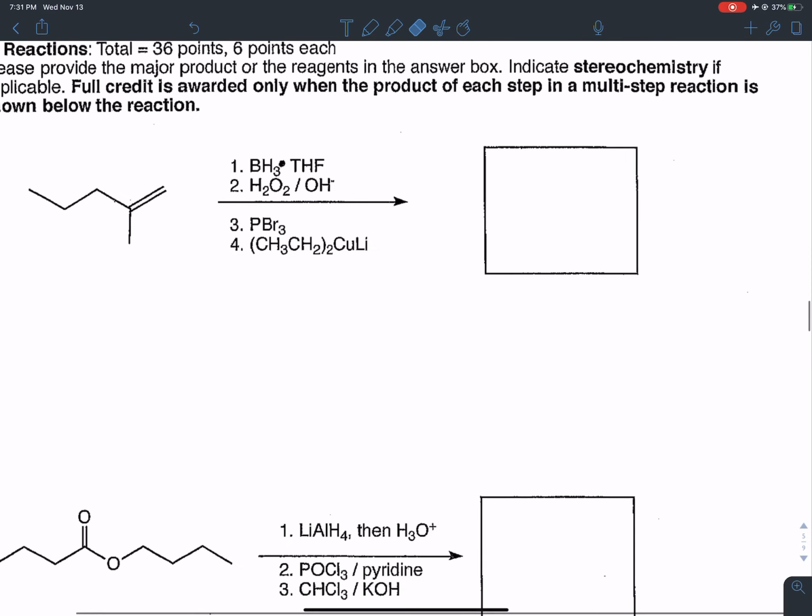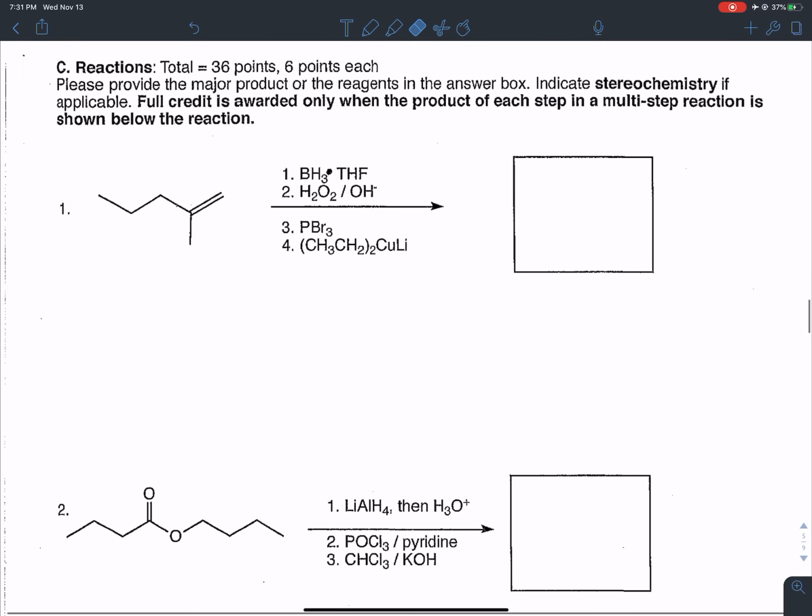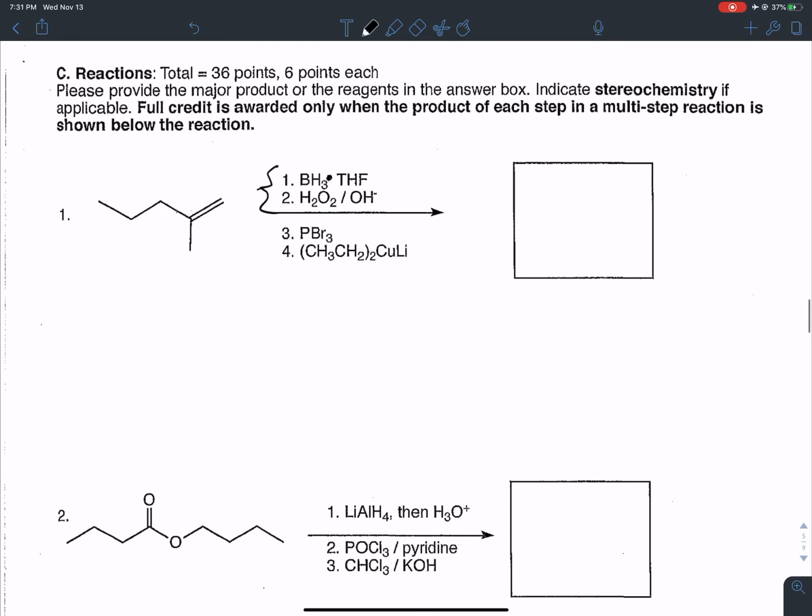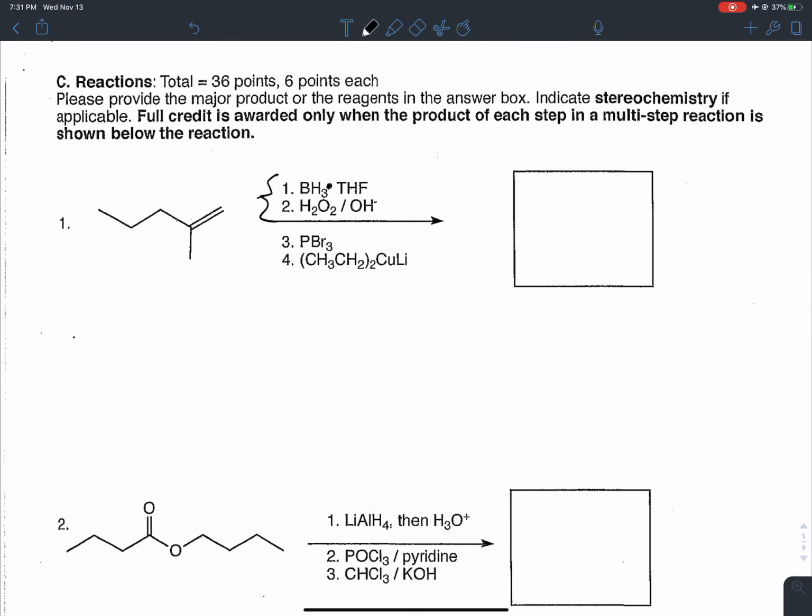Awesome. Let's go ahead and jump right in. This first step is actually combined with the second step. This is our hydroboration oxidation. What functional group are we going to generate in this process? We're going to add an alcohol.